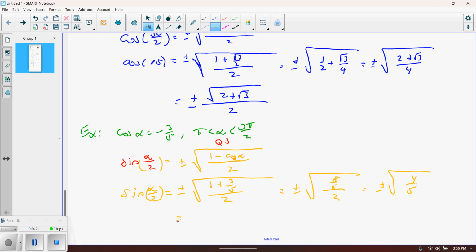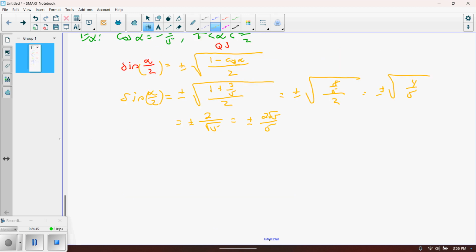Separating the root on the top and the bottom, we're going to get plus or minus 2 over root 5. And then if you rationalize, that would be multiplying by square root of 5 on the top and the bottom, plus or minus 2 root 5 over 5. And again, this is great, but we're not quite done because that represents the half angle. So plus or minus 2 root 5 over 5 represents the half angle. So in order to actually solve for alpha in this case, you would need to multiply everything by 2. And multiplying every piece here by 2 is going to get you plus or minus 4 root 5 over 5.